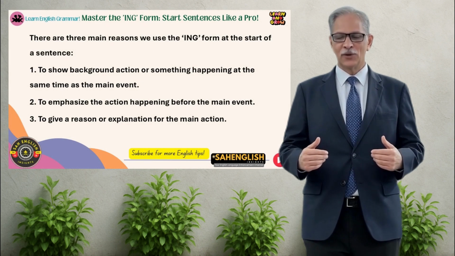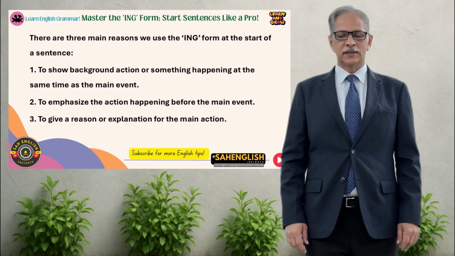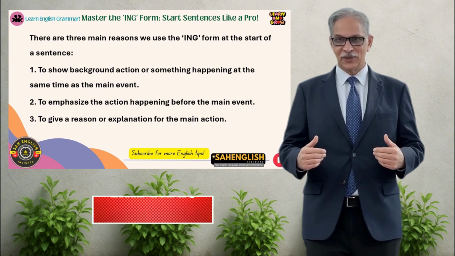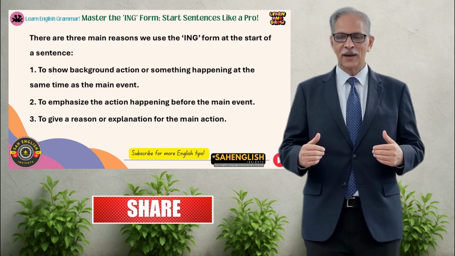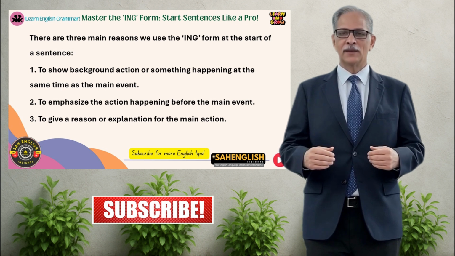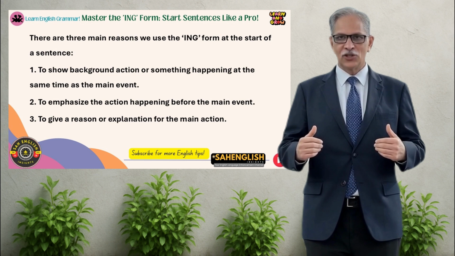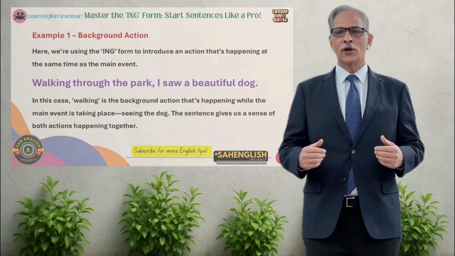Now, there are three main reasons we use the ing form at the start of a sentence. 1. To show background action or something happening at the same time as the main event. 2. To emphasize the action happening before the main event. 3. To give a reason or explanation for the main action. Let's start with the first reason, showing background action.